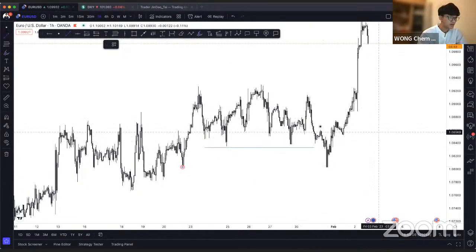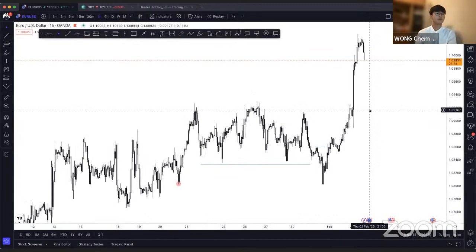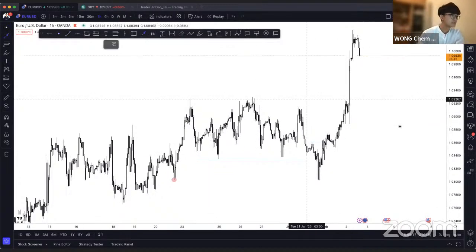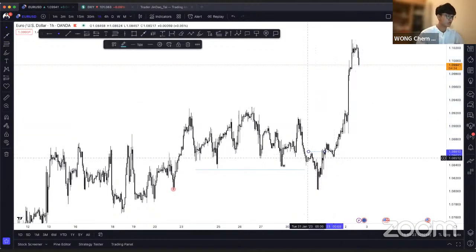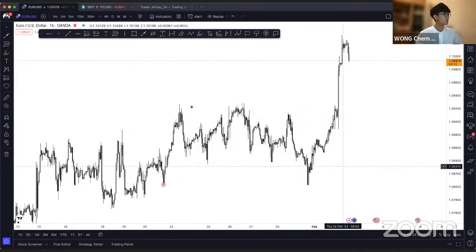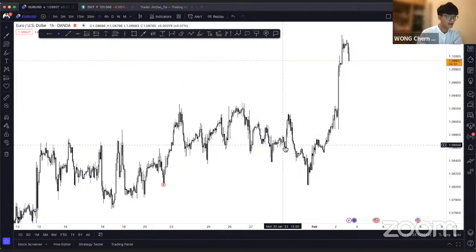And when it started to head up, we could see some clear breaks of structure here, some structural breaks before continuing its further bullish momentum. And with current price action, we see very strong bullish momentum coming in onto the euro dollar. So that's something that we can see and something that we have taken note of.